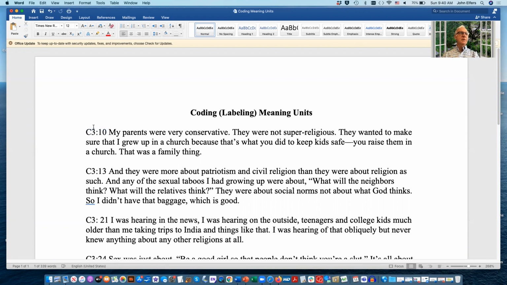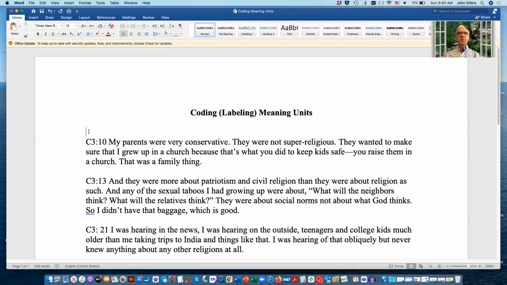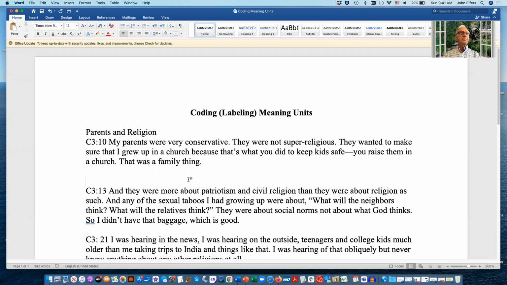So I look at this one. Okay, my parents were very conservative. They were not super religious. They wanted to make sure that I grew up in a church, because that's what you did to keep kids safe. You raised them in a church. That was a family thing. So I'm going to put up here, parents and religion. That's the code. I want a descriptive code for these.